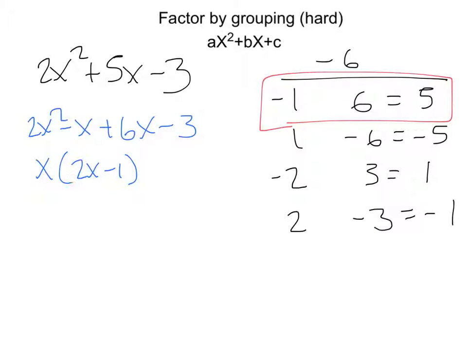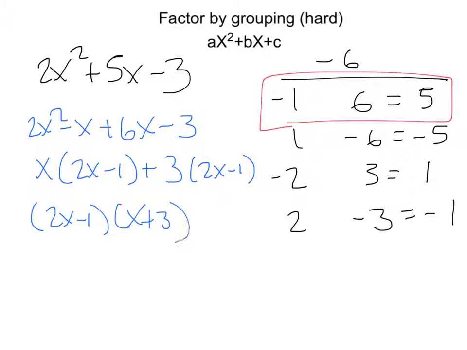So x times 2x is 2x squared. X times negative 1 is negative x, and so what that means is that we want to have 2x minus 1. So whatever we pull out, we need 2x minus 1 to be left. So of course that's going to make it a 3, and then we just check this real quick. We say 3 times 2x gives us our 6x, 3 times negative 1 gives us our negative 3. So now what we do is we pull this out. We say 2x minus 1, x plus 3.